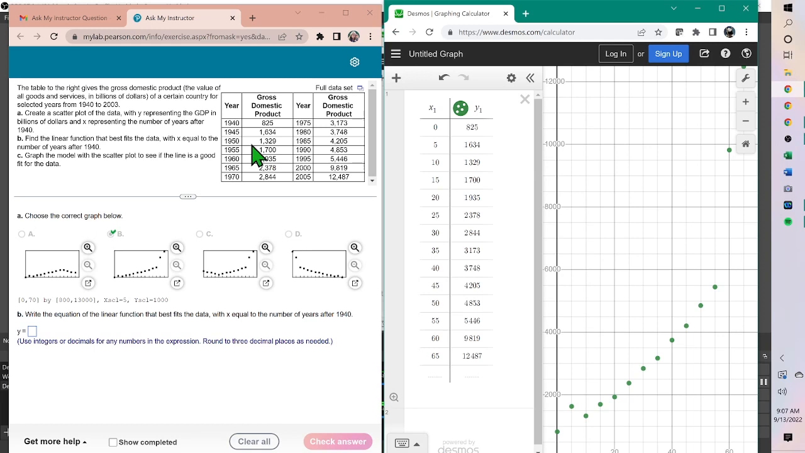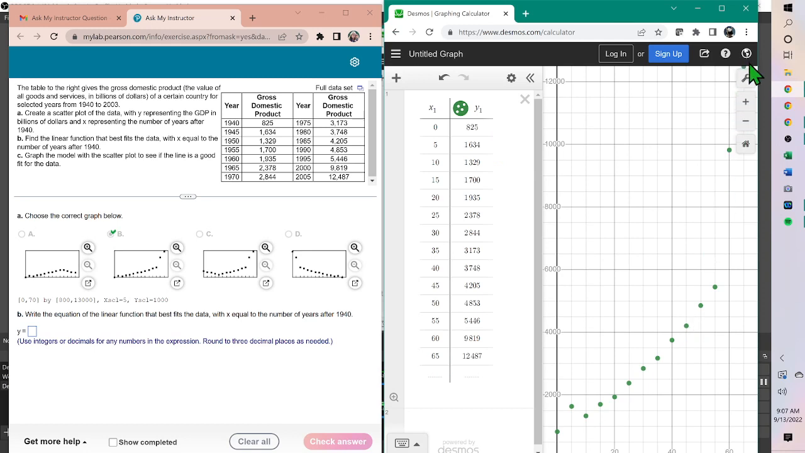Now what you want to be careful of is X is the number of years after 1940. X is not the year. And so for my X value in 1940, that would be 0 years after 1940. 1940 minus 1940 is zero. The next one, 1945 minus 1940 is five. So you have to subtract 1940 from each of these years to get your X value. And then I entered the Y values and I got this graph.